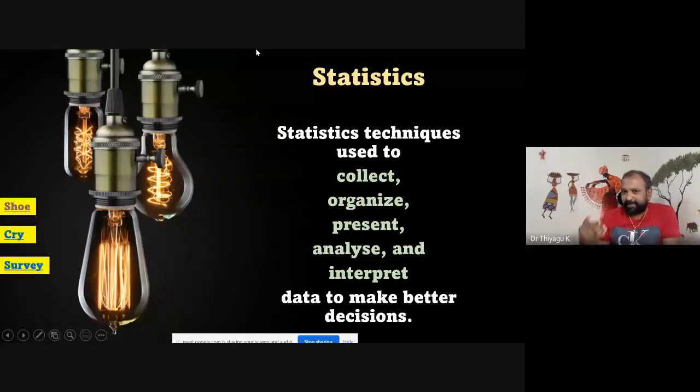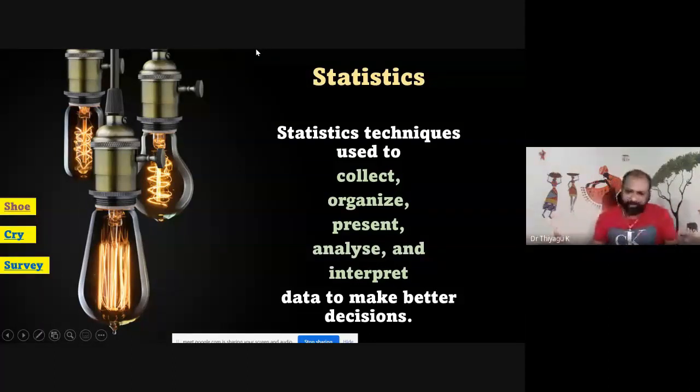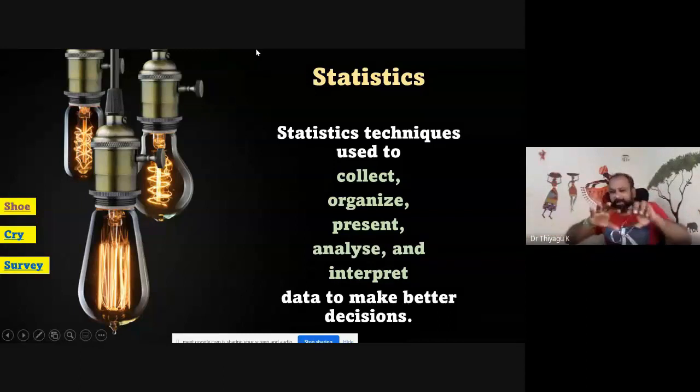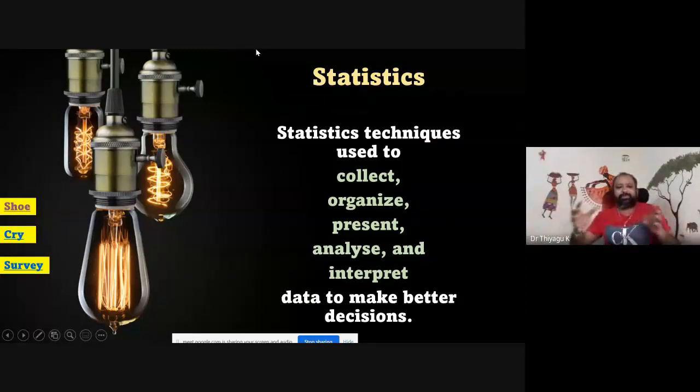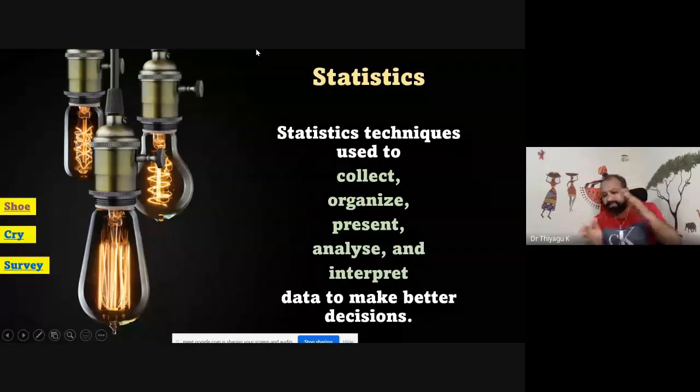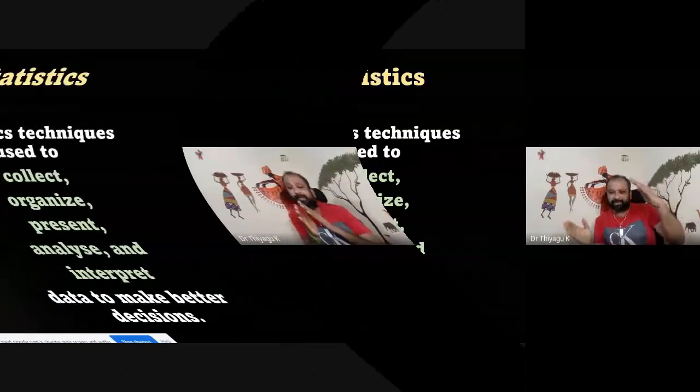After collecting the data, we can go on in an organized manner. Organizing means a tabular form, or you can divide into male and female, or Hindu, Christian, Muslim. You can divide the data into different spectrums or different heads. Then you can present the data. After that, you can do some kind of analysis, like percentage, or mean or median or standard deviation, anything you can adopt. Finally, you come to a conclusion about the results you find from the analysis. So this entire process is called statistics.